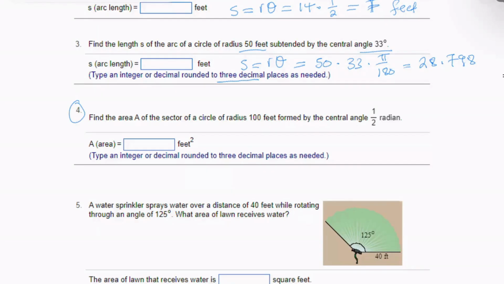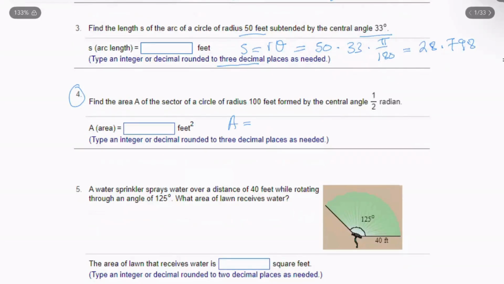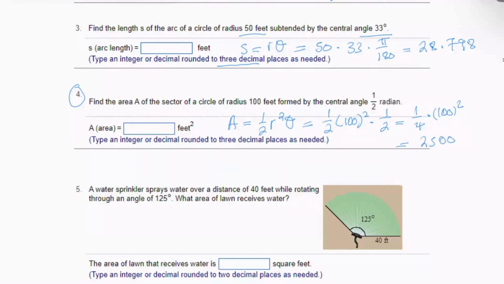In question 4, we want the area of a sector of a circle of radius 100 feet formed by the central angle of half radian. Recall that the area is given by half radius squared theta, where theta is already in radians. So this is 1 over 2 multiplied by 100 squared multiplied by 1 over 2. This is just 1 over 4 multiplied by 100 squared. When you expand this on your calculator, you should get 2,500 square feet.